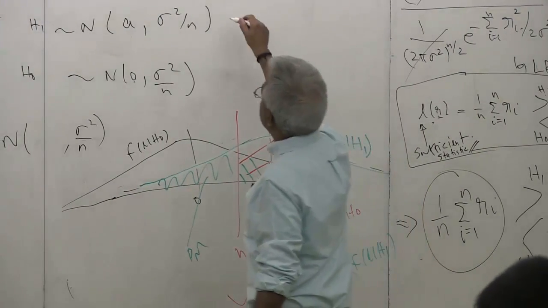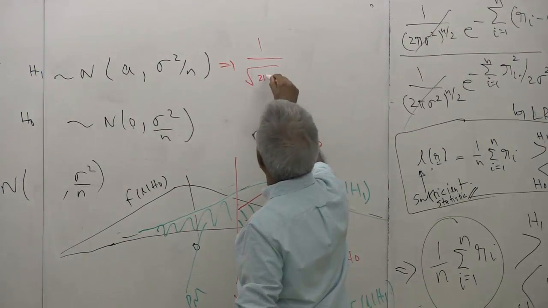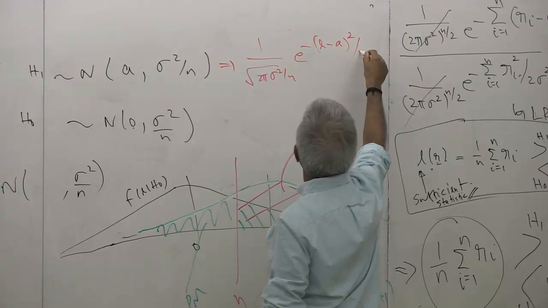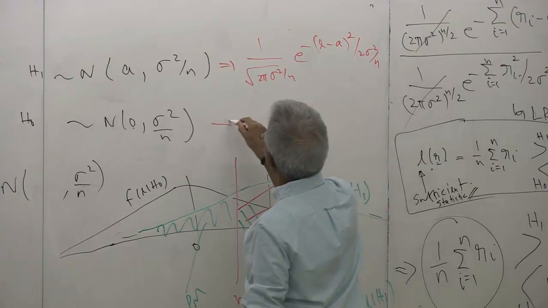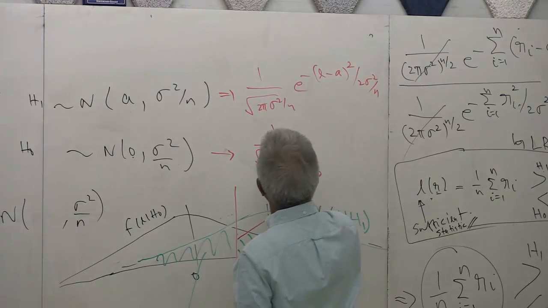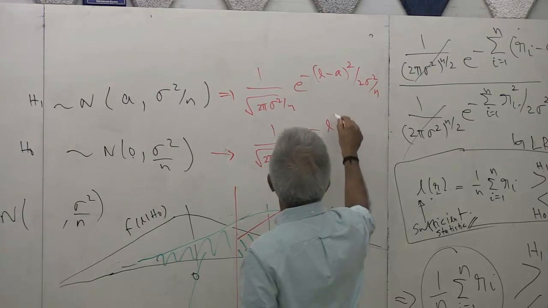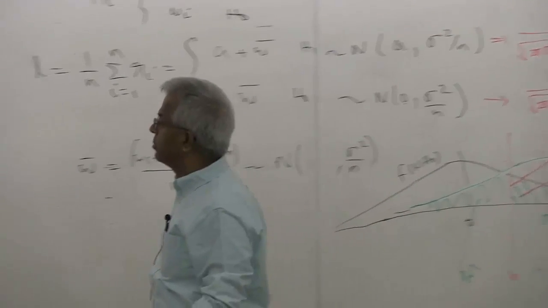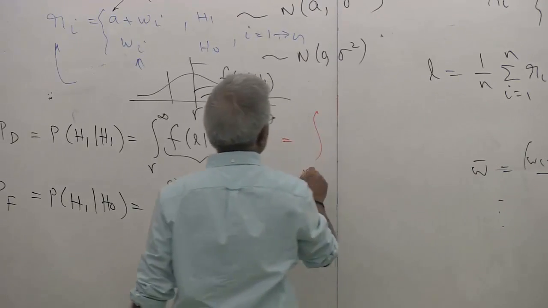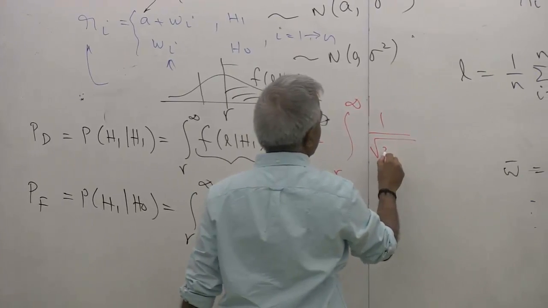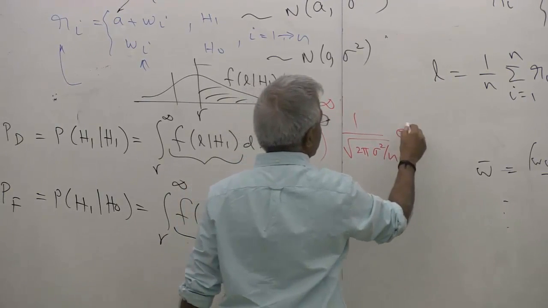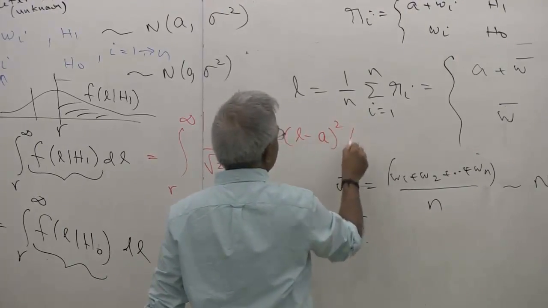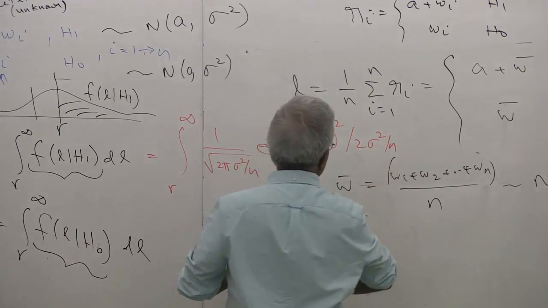So you see, you know the density function. Of course, this is 1 over square root of 2 pi sigma squared over n, e raised to minus L minus A the whole squared over 2 sigma squared over n. Similarly, this is 1 over square root of 2 pi sigma squared over n, e raised to minus L squared over 2 sigma squared over n. So let me plug this in here to find PD and PF. So this is the integral from gamma to infinity of 1 over square root of 2 pi sigma squared over n, e raised to minus L minus A the whole squared over 2 sigma squared over n, right?